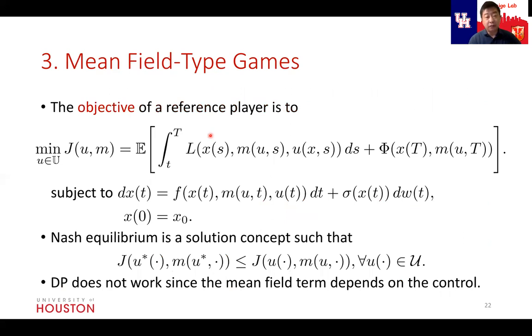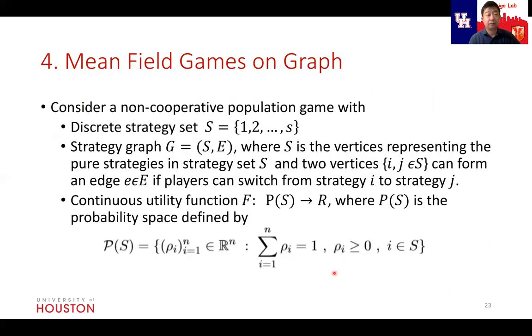Okay, so this is again the objective function, and this is the mean field. You see, compared with the previous one, your mean field is not only a function of time and the state, but also a mean field of the control. And then this is again the Nash equilibrium definition.